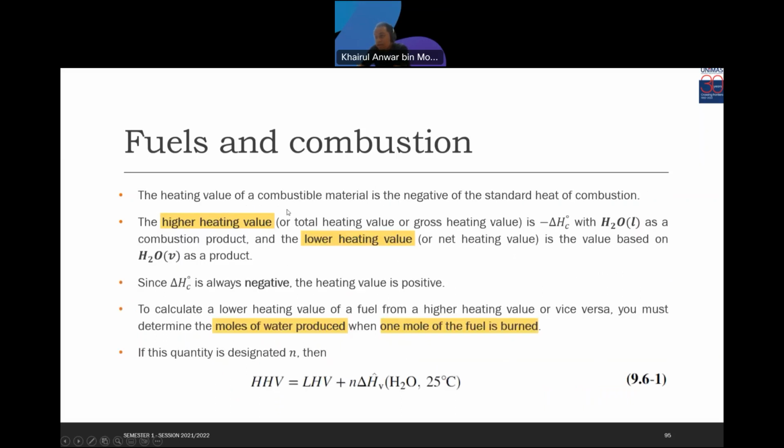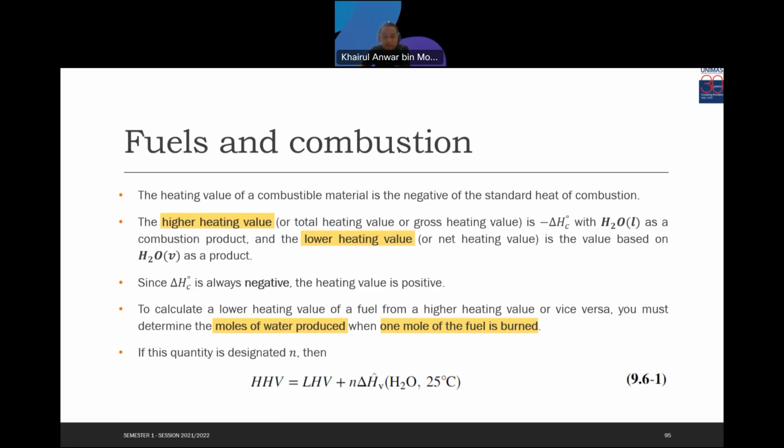The heating value of a combustible material is the negative of the standard heat of combustion. The higher heating value, or total or gross heating value, is the delta H combustion with liquid H2O as the combustion product, and the lower heating value, or net heating value, is the value based on H2O vapor as the product. Since delta Hc is always negative, the heating value is positive.